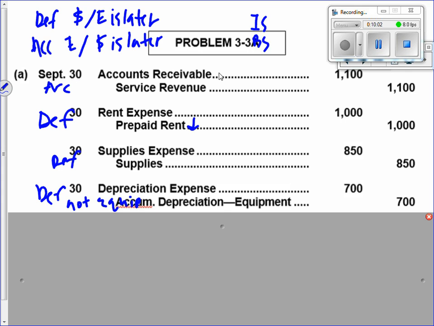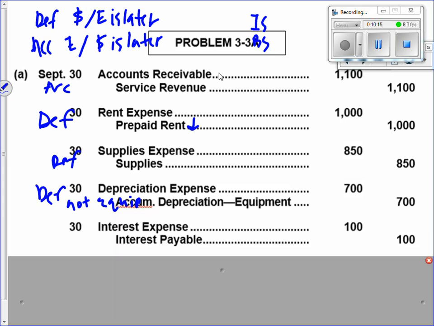So if we owe our employees how much? $725. Something's coming from the top of the line. What's going to be from the bottom of the line? Salaries and wages expense of $700. No, 100?